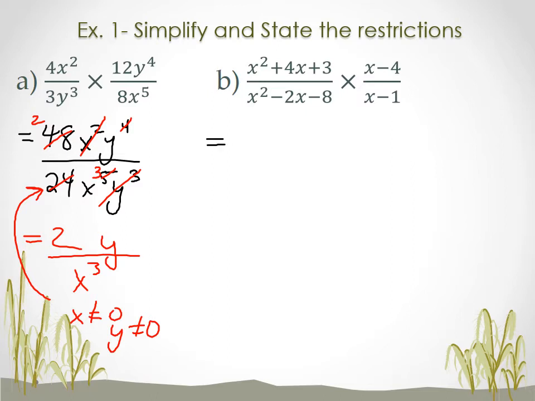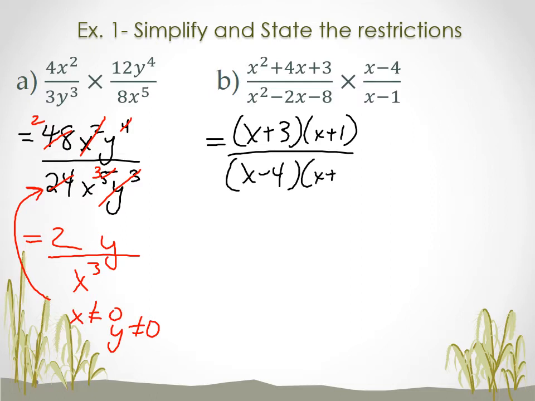So let's factor the top, x plus 3, x plus 1, on the bottom, x minus 4, x plus 2, times 4 or x minus 1. If that x confuses you in the middle and makes you think it's another x, just in case, change that to just a dot to multiply.